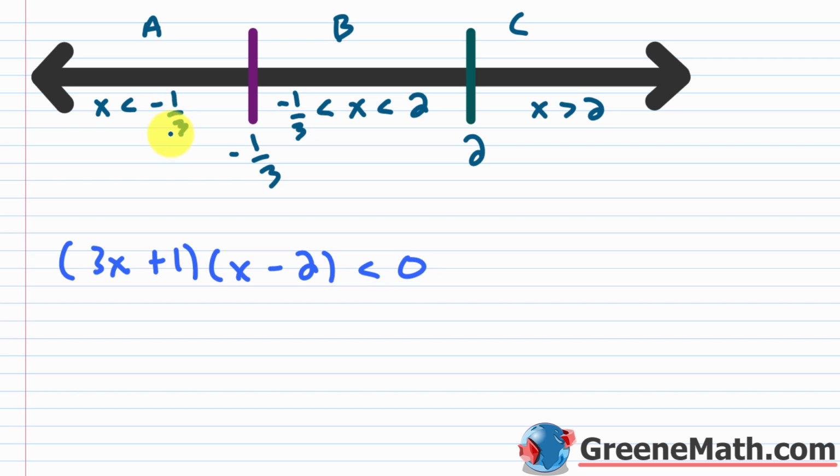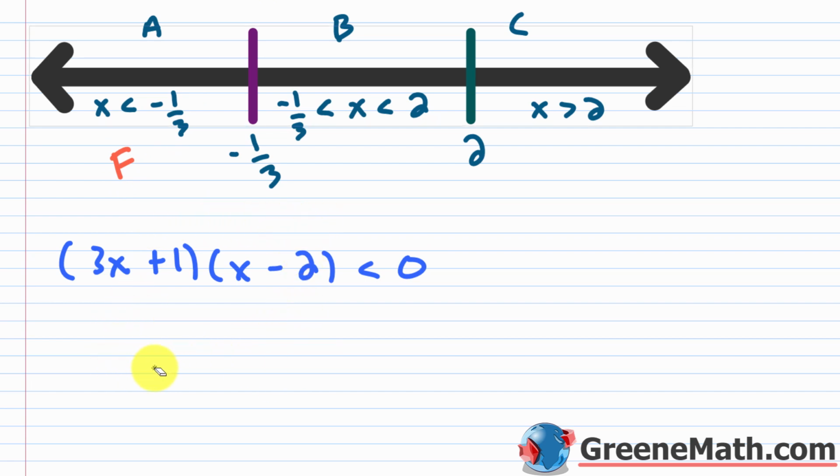We could use -1. So if you plugged in a -1 there, I know this would be negative. If I plugged in a -1 there, 3 times -1 is -3. -3 plus 1 is going to be -2, so this is negative as well. Well, negative times negative would give me a positive, and a positive is not less than 0. So this one is not going to work. I'm going to put an F there for false. And let's move on to the next one.